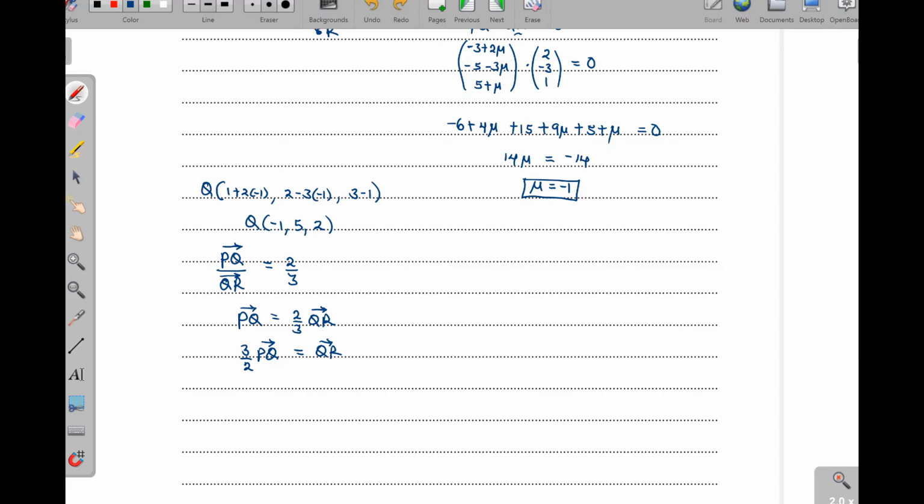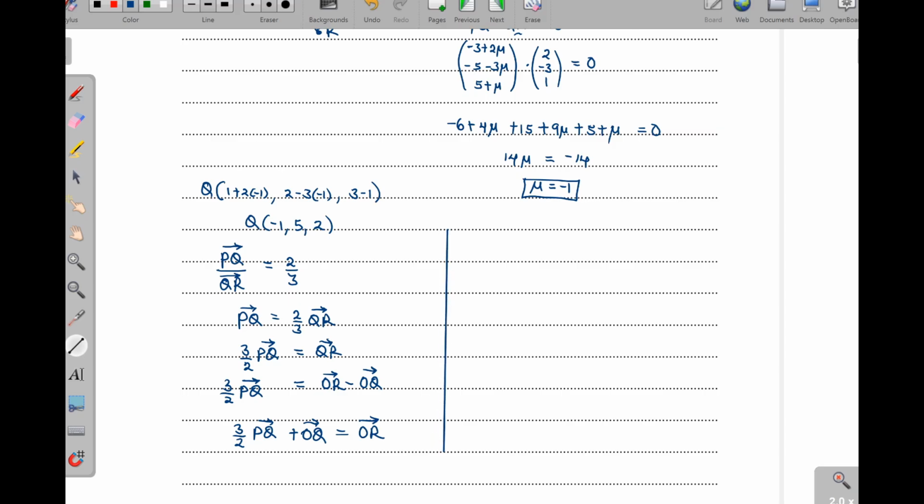Then QR is the same as OR minus OQ. Like I said, you get the last minus the first. Then this one will be equal to 3 out of 2 of PQ. So we shall have 3 out of 2 of PQ. Then bring the OQ this side. So you add OQ, then this one will give you the OR. Not so?